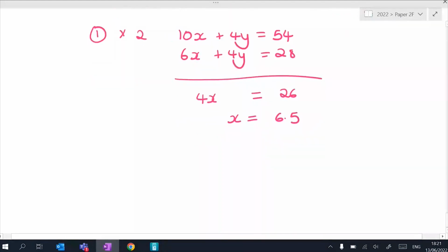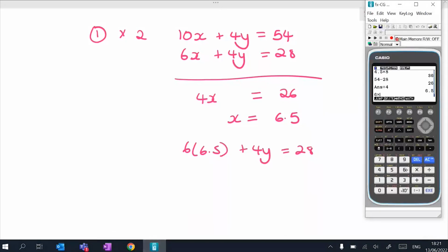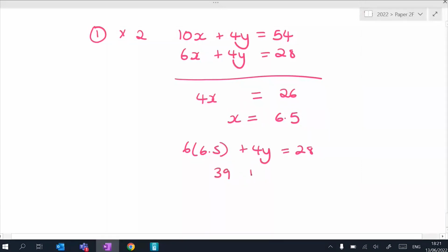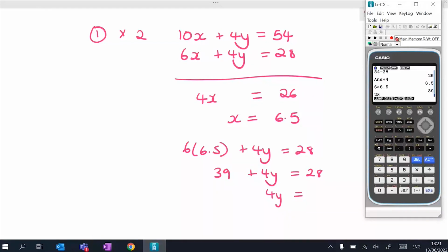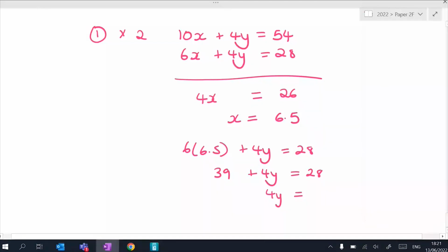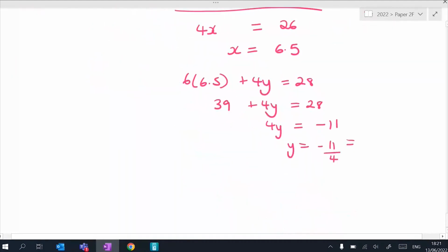If we sub that back in, so 6 times 6.5 plus 4y equals 28. Okay, so 39 plus 4y equals 28. And then we can solve that. So I'm going to subtract 39 to get minus 11, and y is minus 11 over 4, which was your minus 2.75.